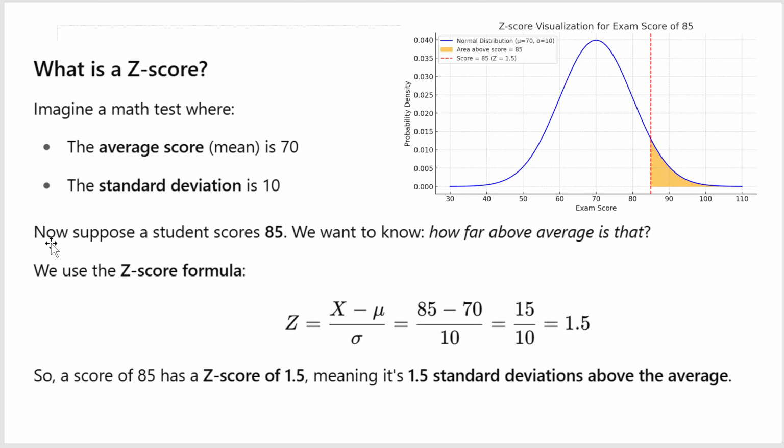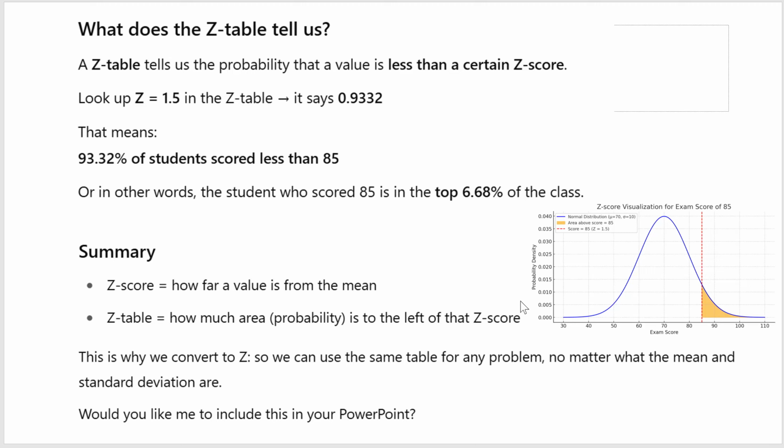Okay. So what is a z-score? Imagine a math test. The average score is 70, standard deviation is 10, and a student got 85. That student's z-score is 1.5. So a score of 85 has a z-score of 1.5, meaning that it is 1.5 standard deviations above the average.